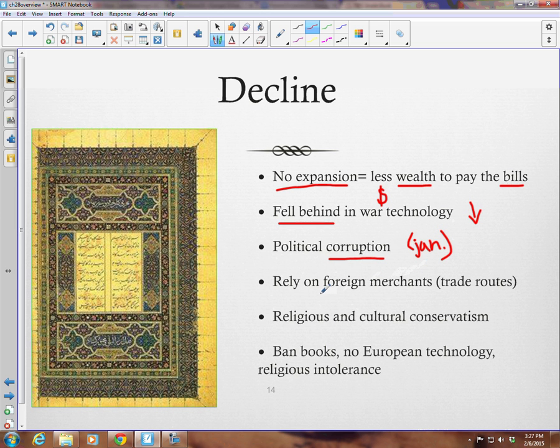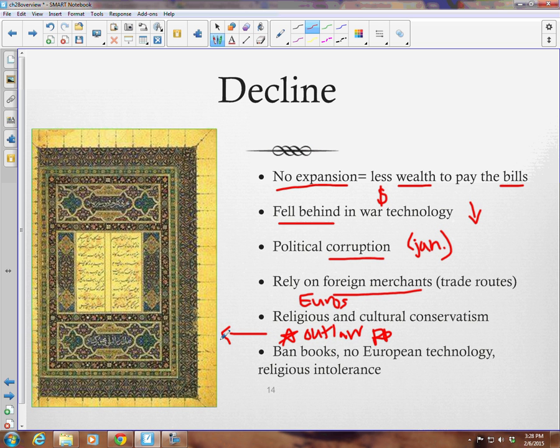Muslims also began to rely on foreign merchants, like Europeans, to get goods instead of their own trade routes. And as things slowed down, many of the same conservative religious leaders who put pressures on the rulers to restrict the rights of non-Muslims also led to a backlash of Western technology. So, for example, even though they had the printing press long ago, they outlawed the printing press to preserve their beautiful calligraphy traditions. So those types of things did not help.